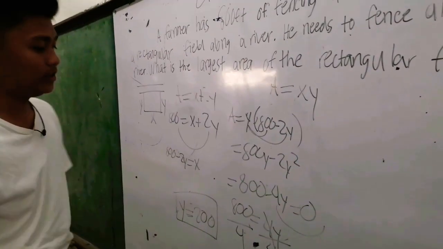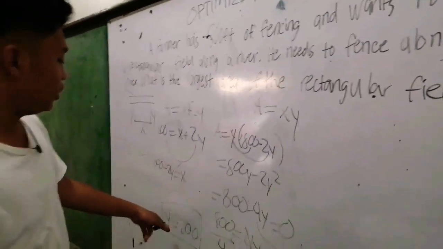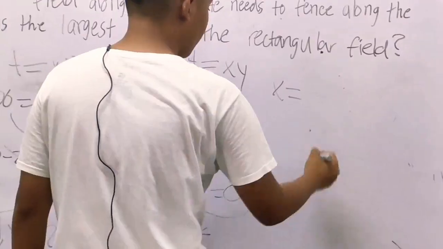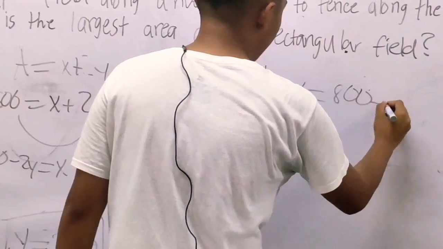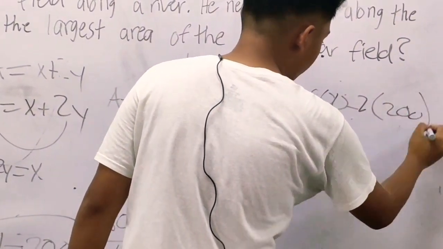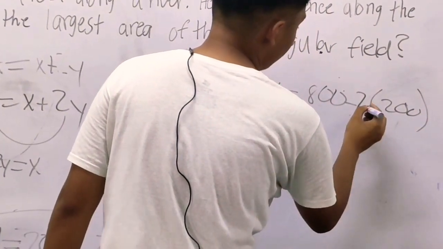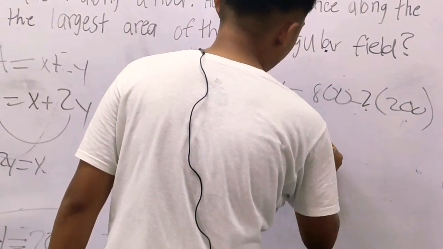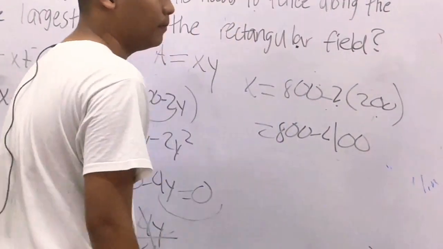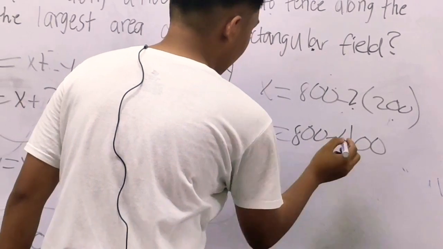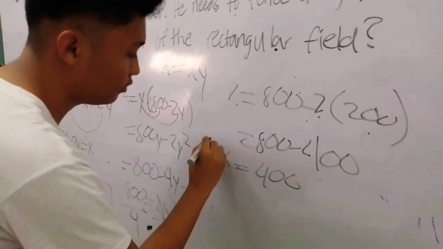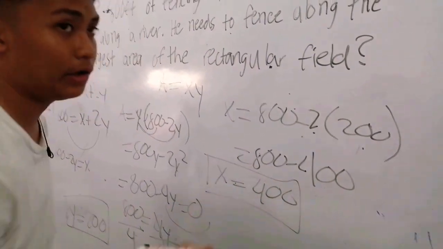Now, in order to get the x, we have to substitute this. So, x is equal to 800 minus 2 times 200. Now, we have to multiply the 2 and the 200. So, 800 minus 400. After that, the final answer is 400. And that is the other part, or the x.